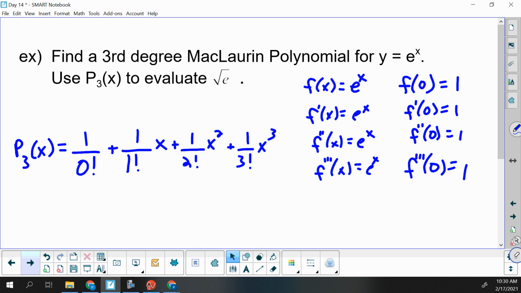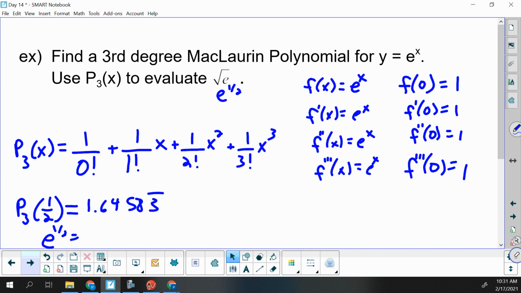We want to use this to evaluate e to the 1/2, square root of e. So we're going to do p3 of a half. And if we subbed in a half for this and put this in the calculator, we would get 1.6458 and then 3 repeating. Well, if you actually did e to the 1/2, you would get 1.64872. So reasonably close estimate of that.